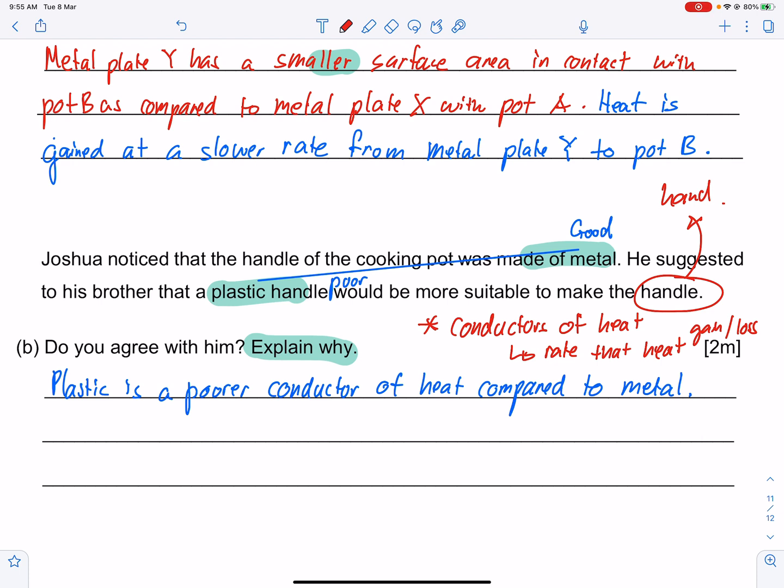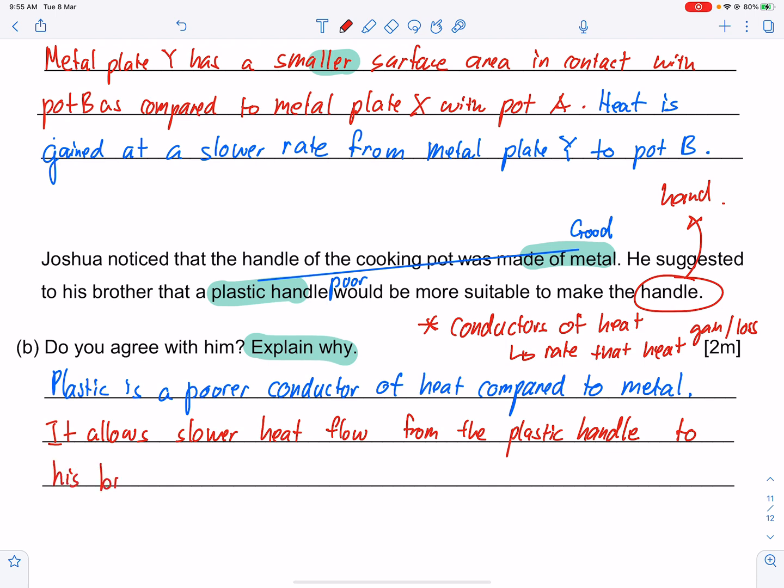Okay? So you would say that it allows slower heat flow from the plastic handle to the brother's hands, or to his brother's hand. Okay, that is the key point that many of you are missing.